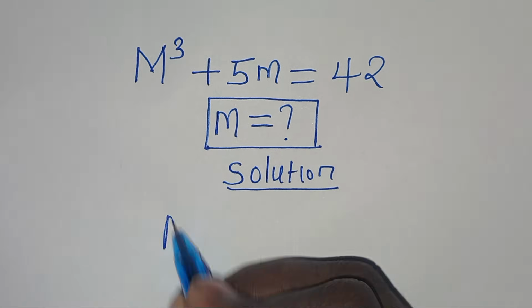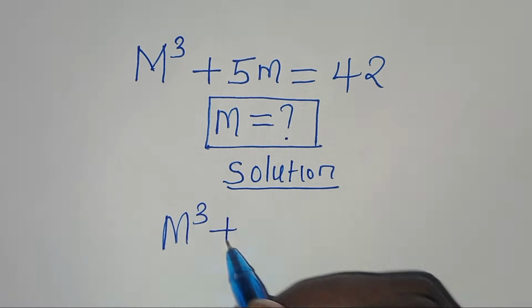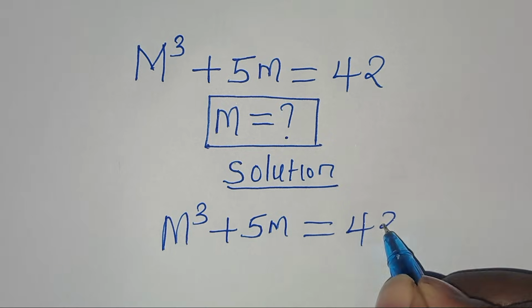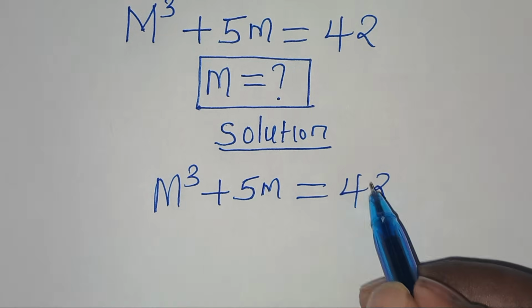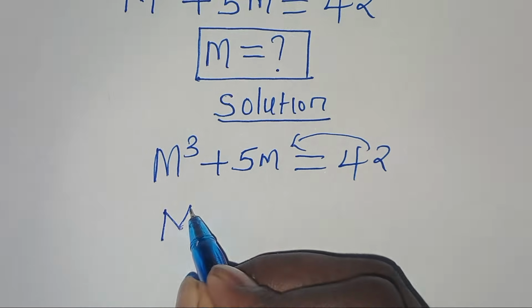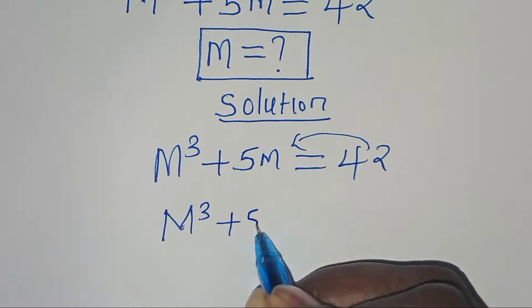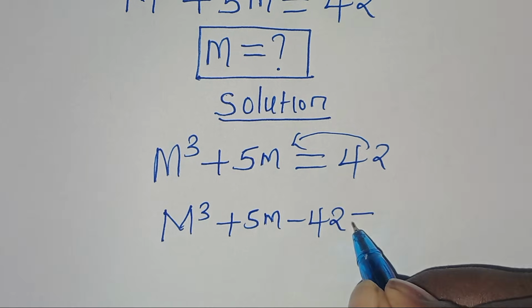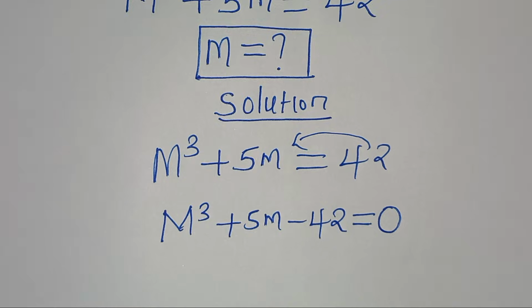So we have m to the power of 3 plus 5m. This is equal to 42. So the first step is to take 42 to the left hand side, so that we have m to the power of 3 plus 5m minus 42. This is equal to 0.